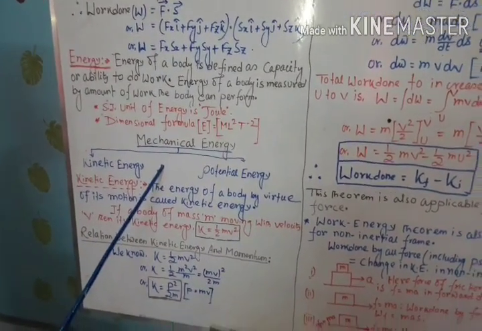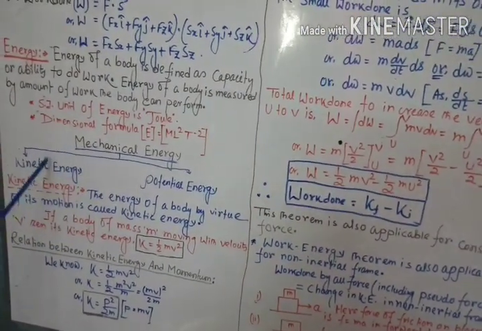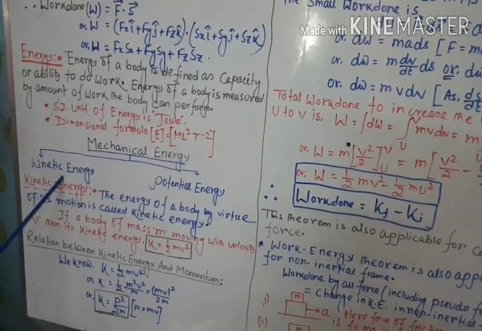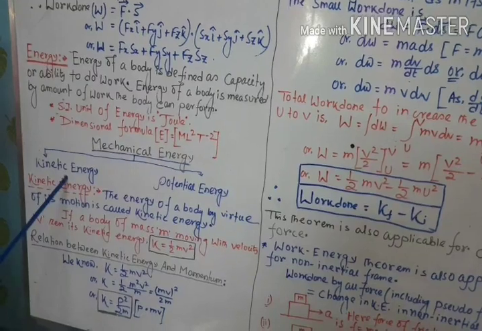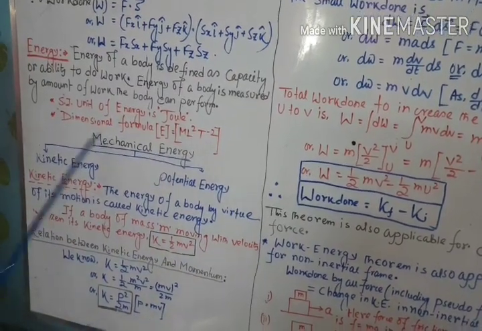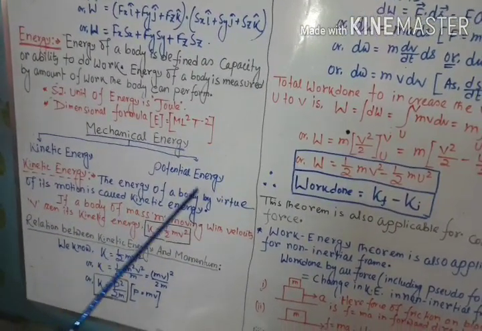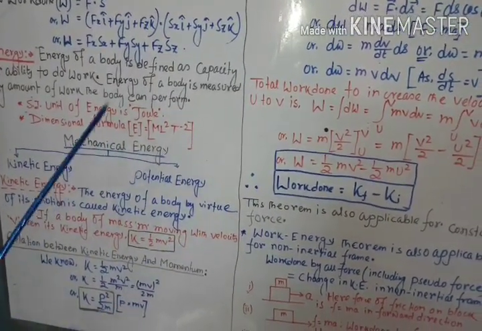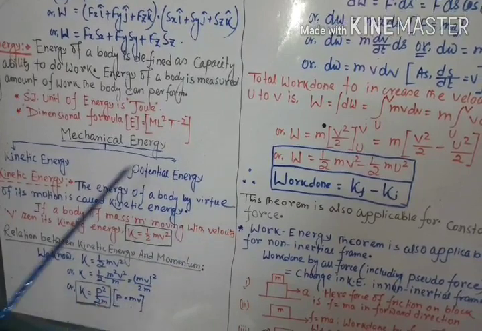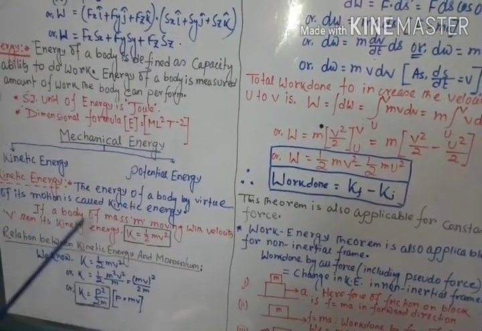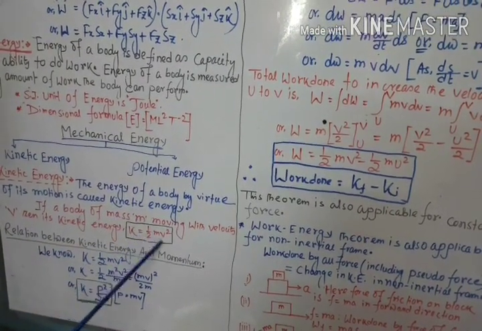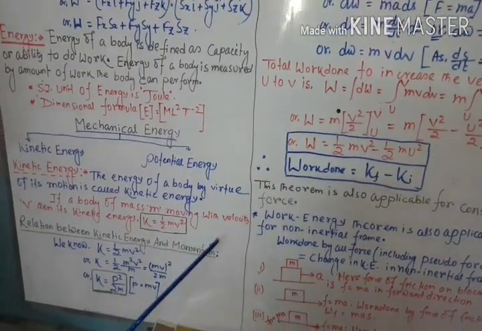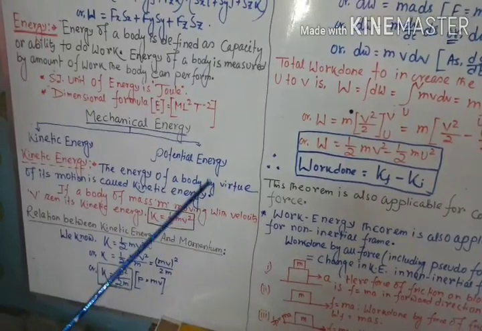So what do we mean by kinetic energy? The term kinetic is related with motion. That's why the energy of a body by virtue of its motion is called kinetic energy. Now whenever a body of mass m is moving with a velocity v, then its kinetic energy is given by K equals half m v squared. So this is the expression for kinetic energy.